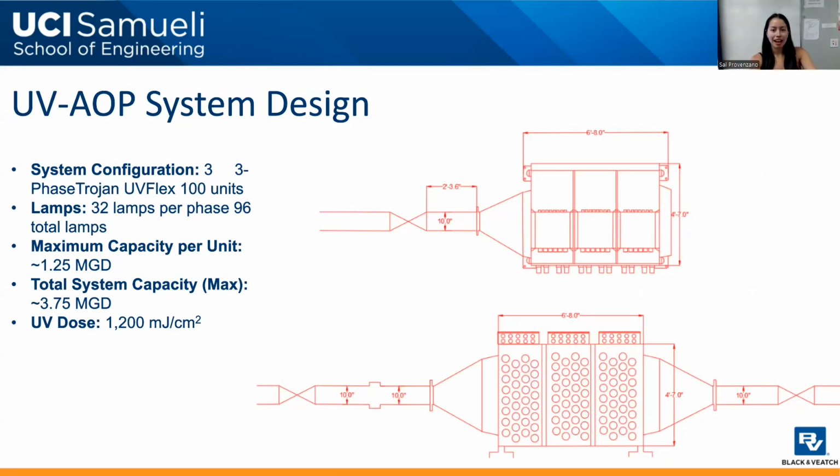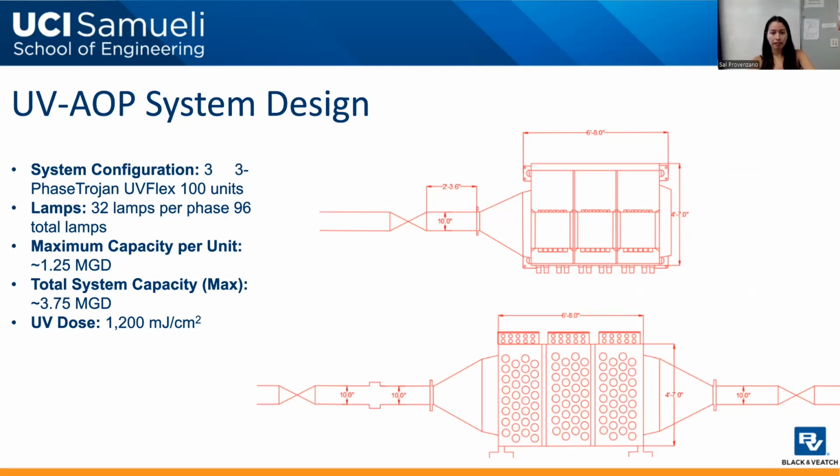Okay, thank you, Sal. Giselle will now be going over the UV system. We decided to do an advanced oxidation process. We decided to settle with UV from Trojan UV, which is a common manufacturer used at many wastewater plants. OC San uses this one. We decided to use their UV Flex 100, and each system can treat 1.25 million gallons per day.